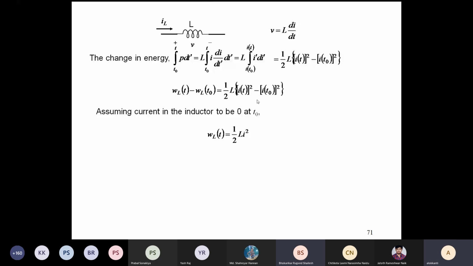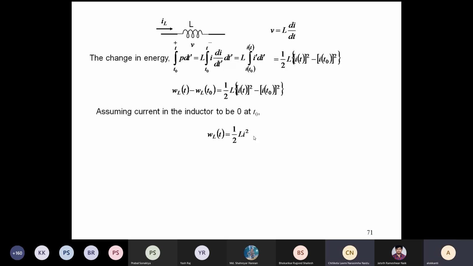So what we are actually doing is the change of energy. If your i(T naught) is 0, then W_L(T naught) is also 0. So your current energy is basically given by half L i squared. This i is again a function of time. I have not written the time because every time it is not possible to write it, but i is basically i(t), so W_L(t) is half L i squared.